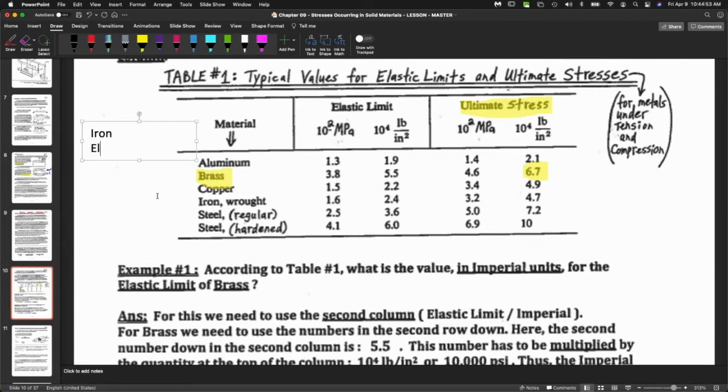iron, elastic limit, metric. Okay, go. Final answer. Once I see 7 answers, I'll put the answer up. Got 4 people. I want 3 more answers, please. I want 3 more unique answers from individual entities.